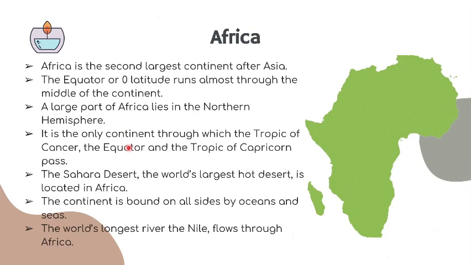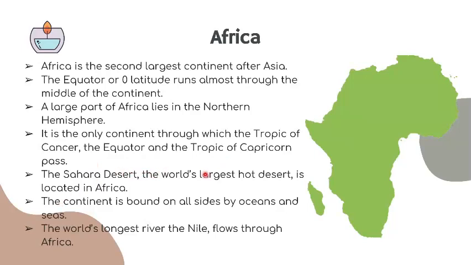It is the only continent through which the Tropic of Cancer, the equator, and the Tropic of Capricorn pass. So all 3 important latitudes pass through this continent. So this can be a very important question: which is the continent through which the Tropic of Cancer, Equator, and the Tropic of Capricorn pass? If it is written that write a short note on Africa, this is a very important point and it will give you some marks too.